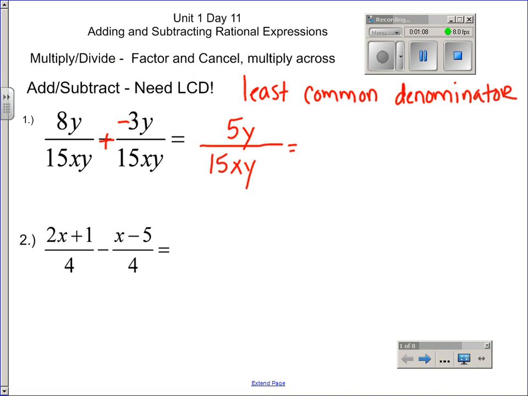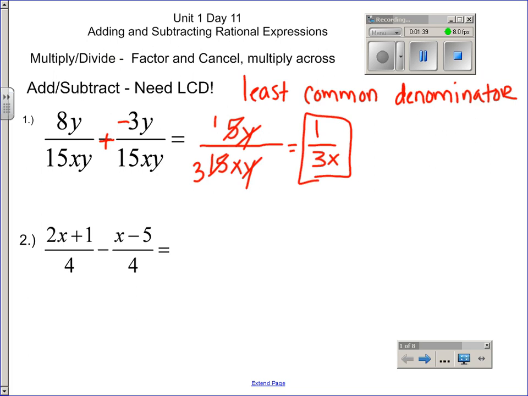Now once you add or subtract, this is where you're going to cancel or factor anything you can. So you're going to simplify from this step. So what can we simplify down? The 5 and the 15. What number can go into both? 5. So 5 goes in there once, 5 goes in there 3 times. So 1/3. What else can we cancel top to bottom? The y's. So what are we left with? Just an x on the bottom.